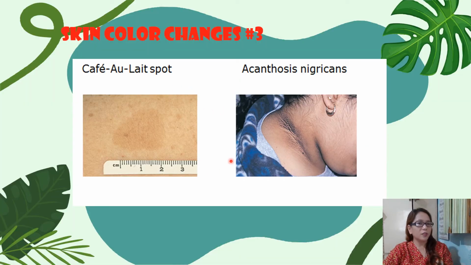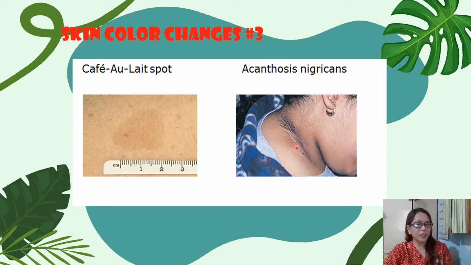So another abnormal color of the skin is the cafe au lait spot. Those are a type of birthmark that is characterized by flat patches on the skin. They are light brown in color and can be darkened with sun exposure. It has a somewhat irregular border, pero this is benign.